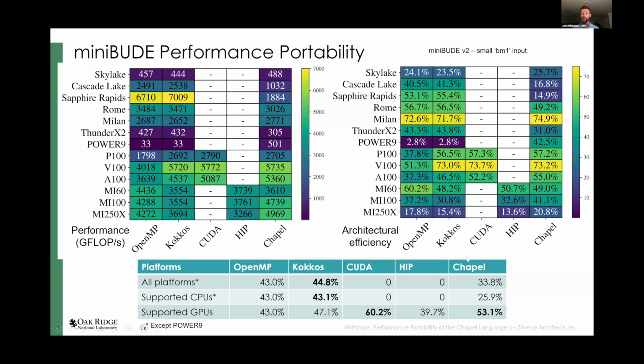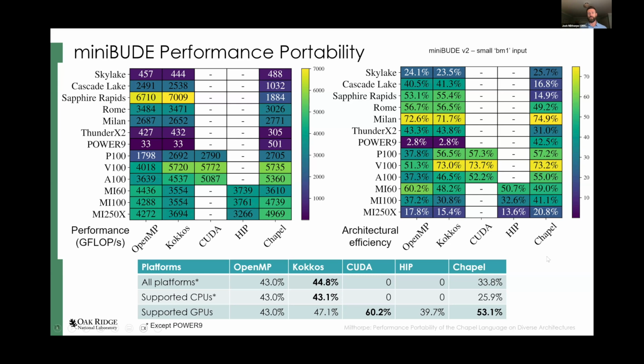Good news for Chapel. If you look at the GPU results, so we're looking across all of these NVIDIA and AMD GPUs, Chapel performed best across the GPU platforms of any of the portable programming models. So it significantly outperformed both OpenMP, libopenMP Target, and Cocos across the GPU platforms. It also performed reasonably well on CPUs.